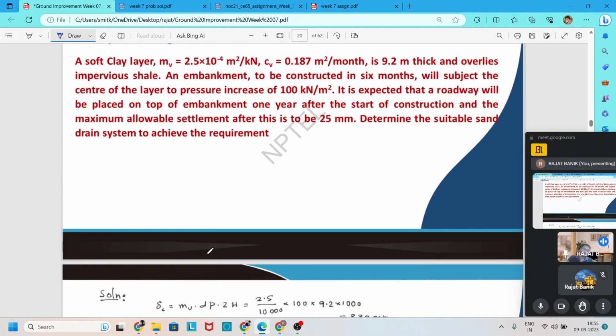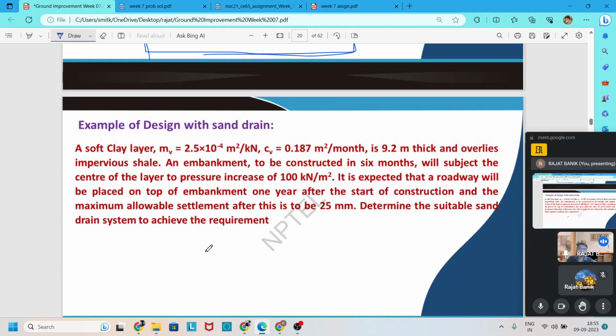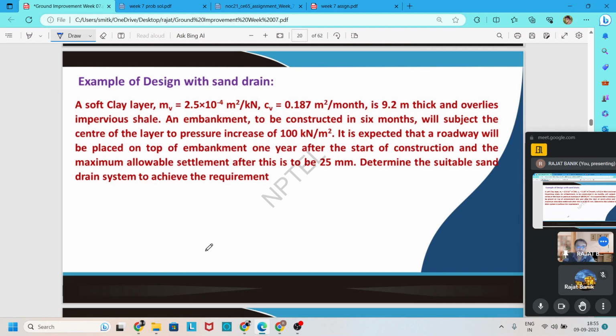So here one problem is given regarding these formulas, which is a trial and error based problem. In this problem we need to find the diameter of the vertical drain, and also the effective spacing of this vertical drain. So now we try to solve this problem.